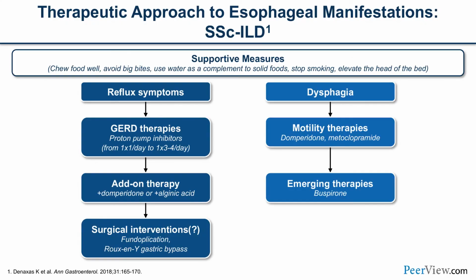Supportive measures, including small meals, chewing food well, avoiding big bites, using water to complement solid foods to aid in swallowing may be helpful. Stopping smoking can be helpful, not just to lung disease, but also to diminish reflux as well. And we definitely want to encourage patients to elevate the head of bed, or perhaps even sleep on a wedge, or get a bed that perhaps elevates their head to help with diminishing the amount of reflux that occurs at nighttime, especially in those patients who have dysmotility as well.